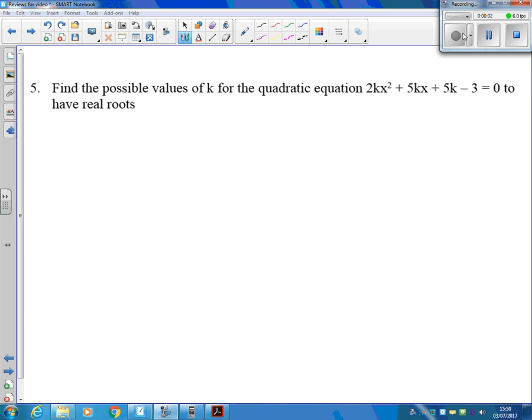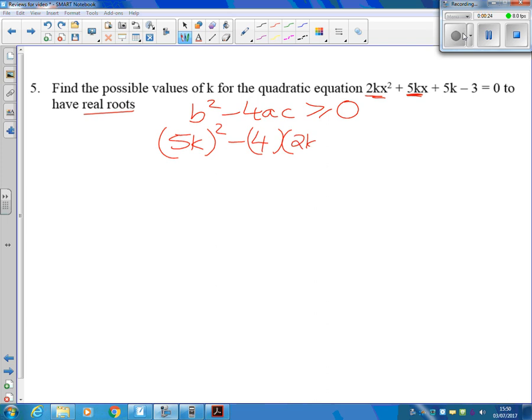Question 5 asks us to find k values for this to have real roots. So for real roots, b squared minus 4ac must be greater than or equal to 0. The b value here is just 5k, so we have to square that. 4 lots of, well, a here is 2k, and c is all of this. C is 5k take away 3. And we want this greater than or equal to 0.